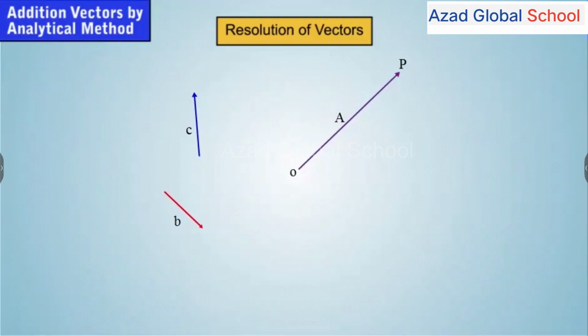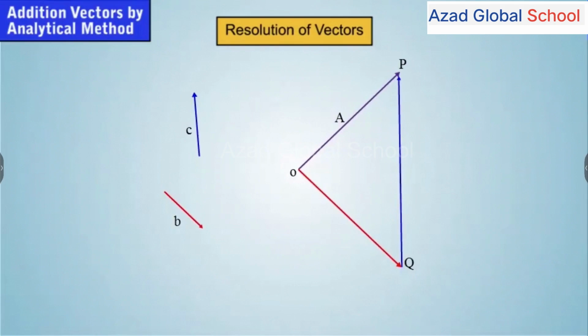From O, draw a line parallel to B, and from P, draw a line parallel to C. Say that these two parallel lines intersect at Q. On the line OQ, display an arrowhead at Q. Similarly, on the line QP, display an arrowhead at P.